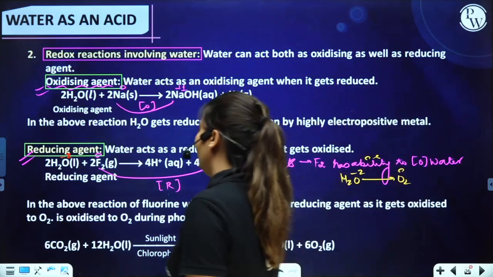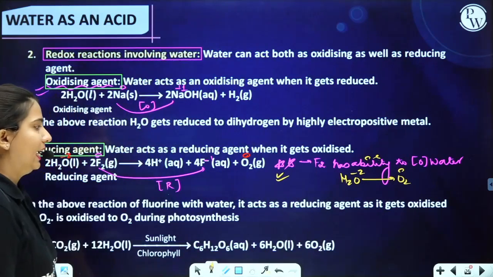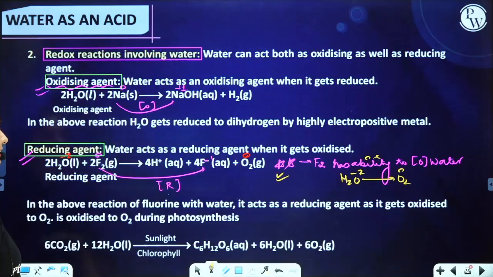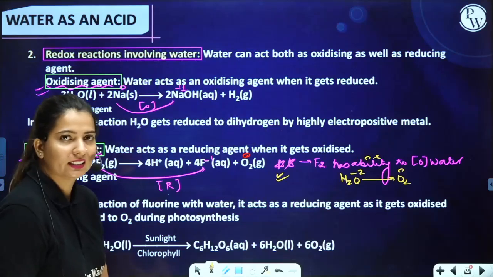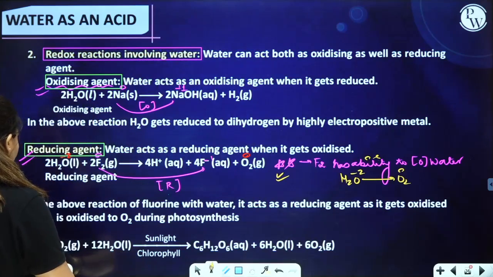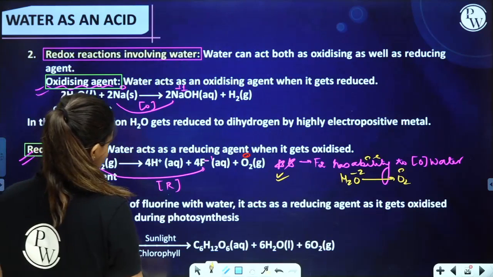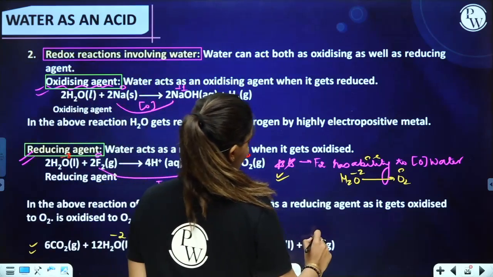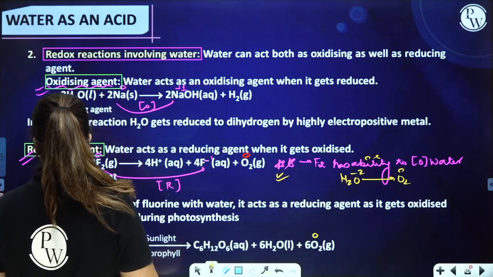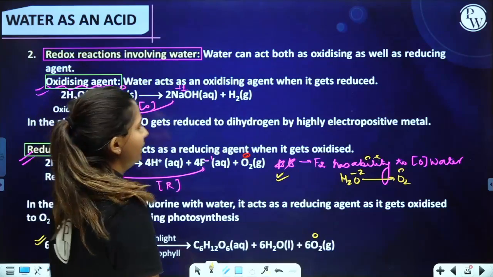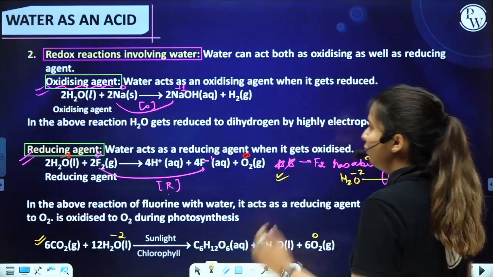Even in the above reaction, fluorine with water, it is acting as a reducing agent as it gets oxidized to O2. It is oxidized to O2 during photosynthesis also. What they are telling is this. I hope this is clear to everyone. Let's move forward.